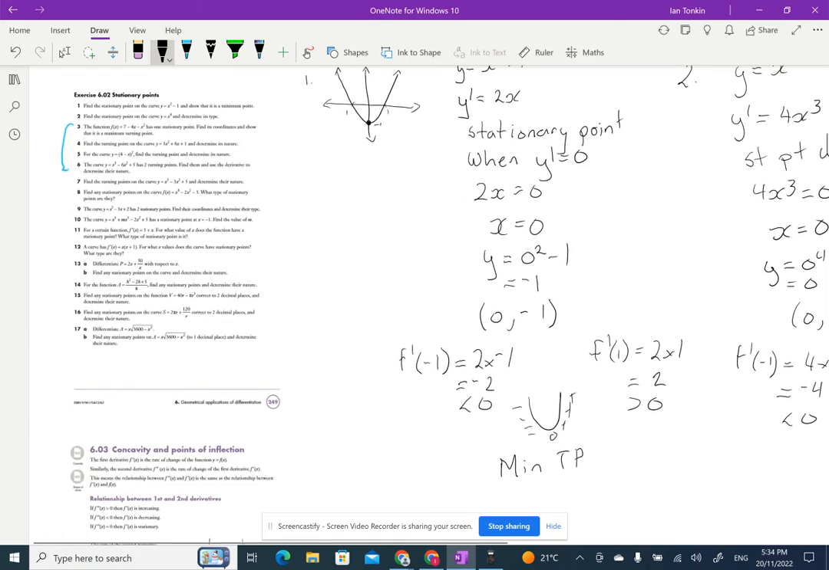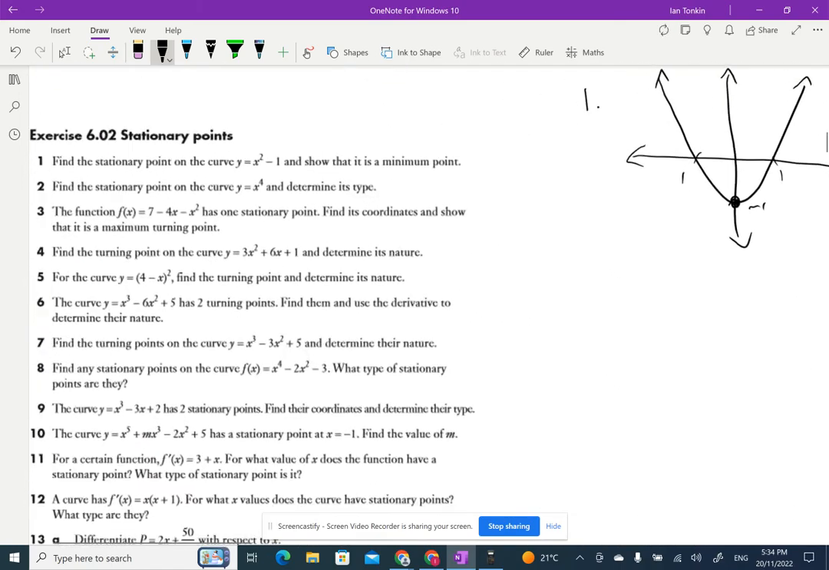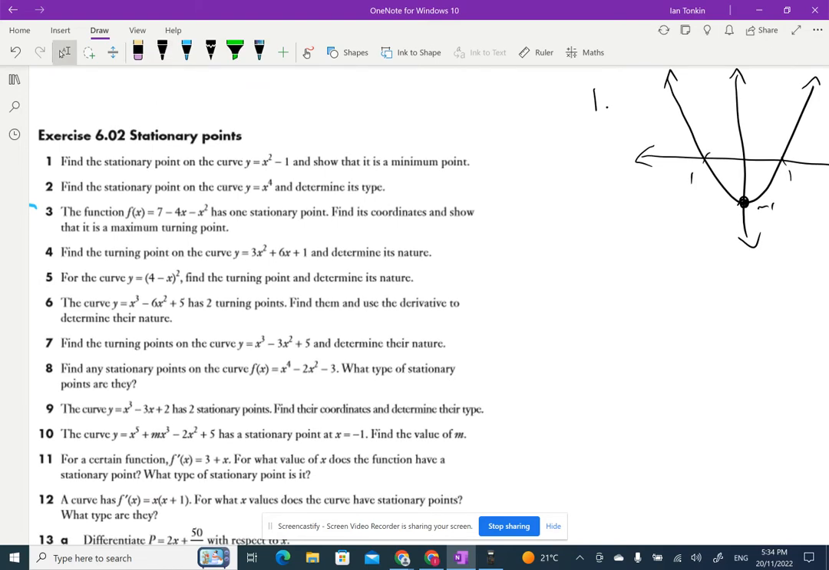Now, I don't want you to do any more of those parabolas because they're pretty obvious. This is a negative parabola, so it's going to be max TP. That's a positive parabola, minimum TP. The next one is going to be a negative parabola. The first thing I want to do is a cubic. So jump to question 6.